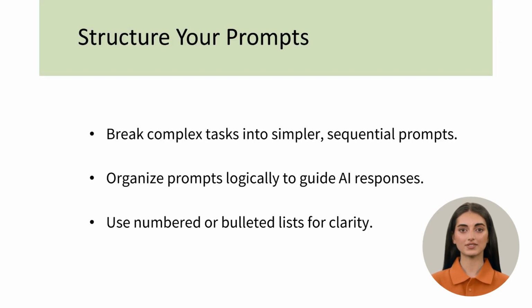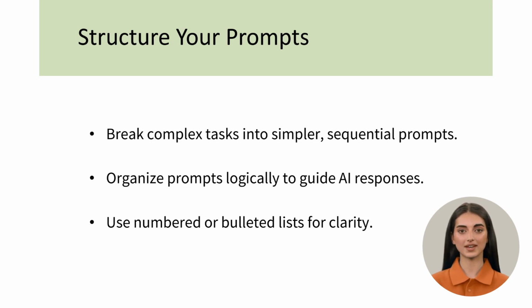To get the best results from ChatGPT, it's important to structure your prompts effectively. First, break complex tasks into simpler sequential steps. Instead of asking for an entire report at once, start by asking ChatGPT to generate an outline. Then refine each section step by step. Next, organize your prompts logically to guide AI responses. If you're working on a multi-part task, break it down in a way that flows naturally.